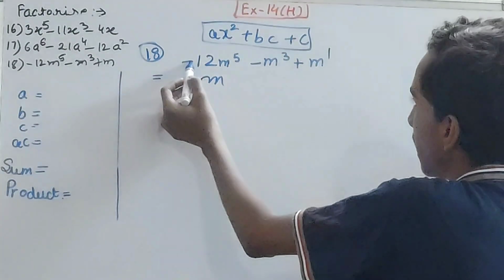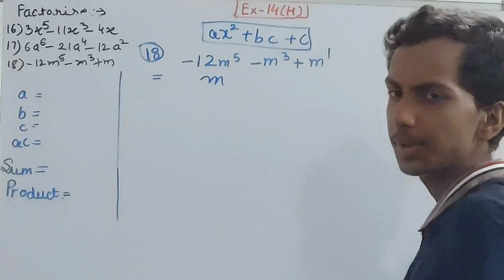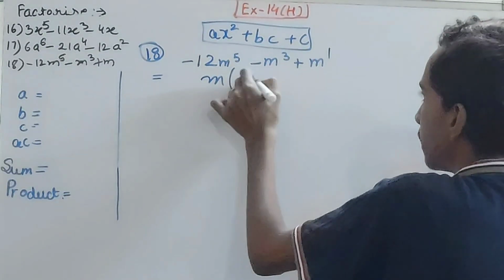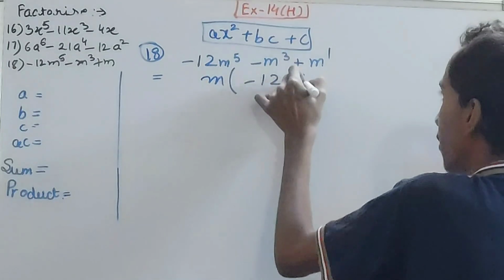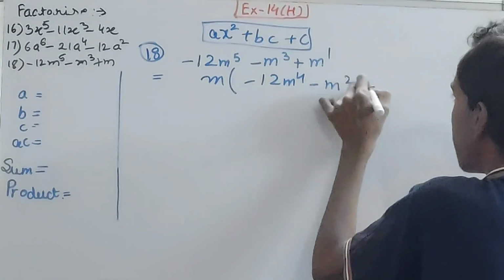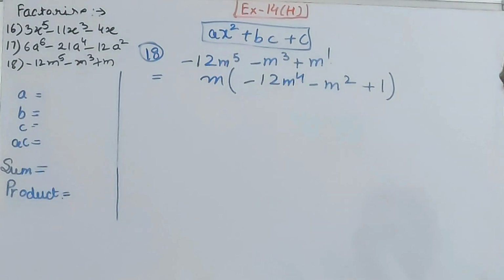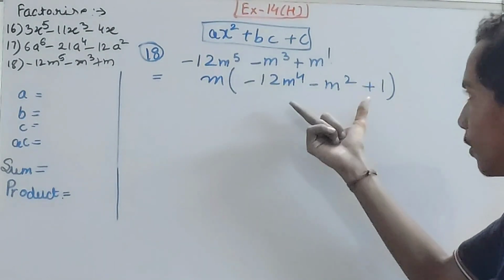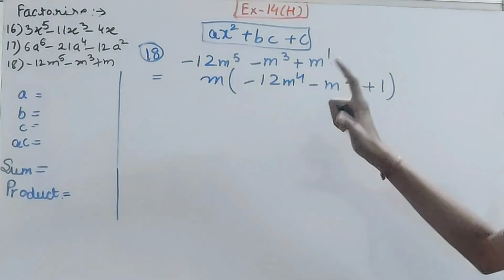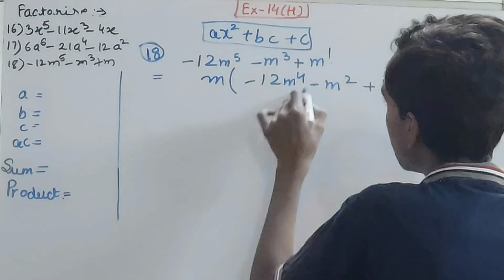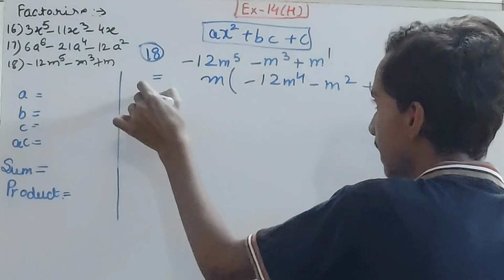Then from here minus plus, nothing can be taken common. So write it like this: m into minus 12 m to power 4 minus m square plus 1. M cancels, so plus 1. Now is this in the standard form? Kind of, yes, but no also, right? No, it is not in the standard form, because again this is not having the degree of 2. Let's write it like this.